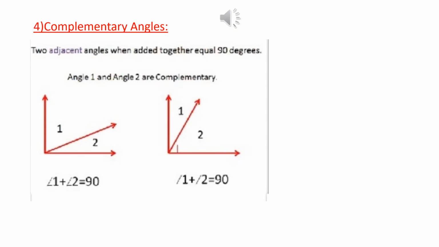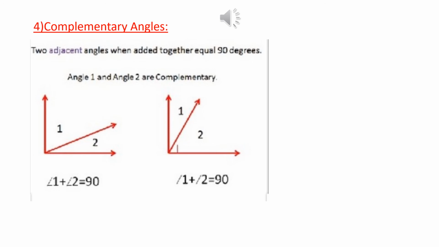Complementary angles. Two adjacent angles that added together equal 90 degrees. Angle 1 and angle 2 are complementary. The measure of angle 1 plus the measure of angle 2 equals 90. Then these two angles are adjacent complementary. They form a right angle.